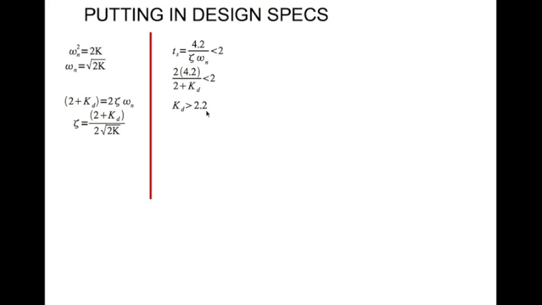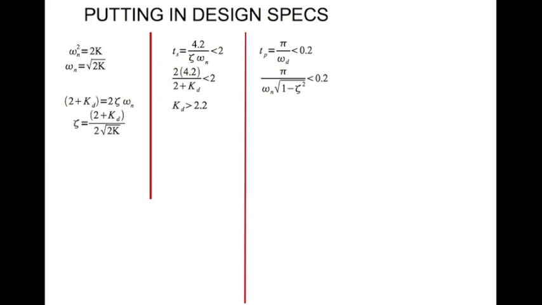That's one constraint, a constraint on kd. As long as kd is greater than 2.2, we satisfy the settling time. Now let's look at the second constraint, which is peak time should be less than 0.2 seconds. So pi divided by omega d is less than 0.2 seconds. We find out what omega d is, which is omega n times root of 1 minus zeta squared, less than 0.2 seconds.